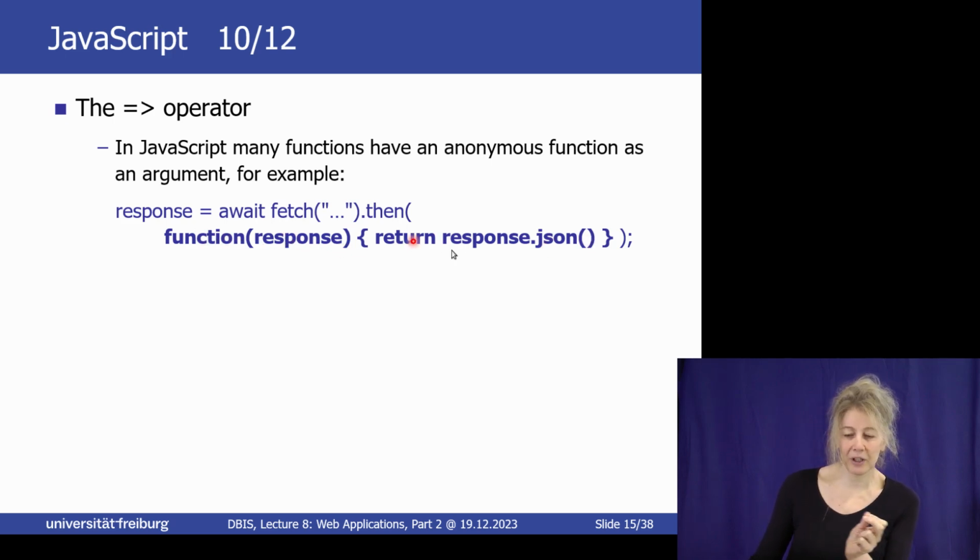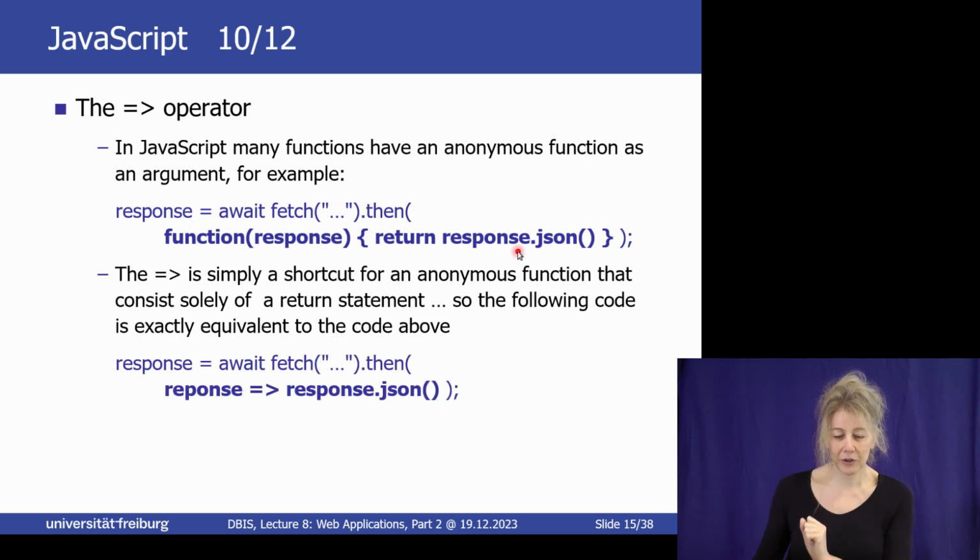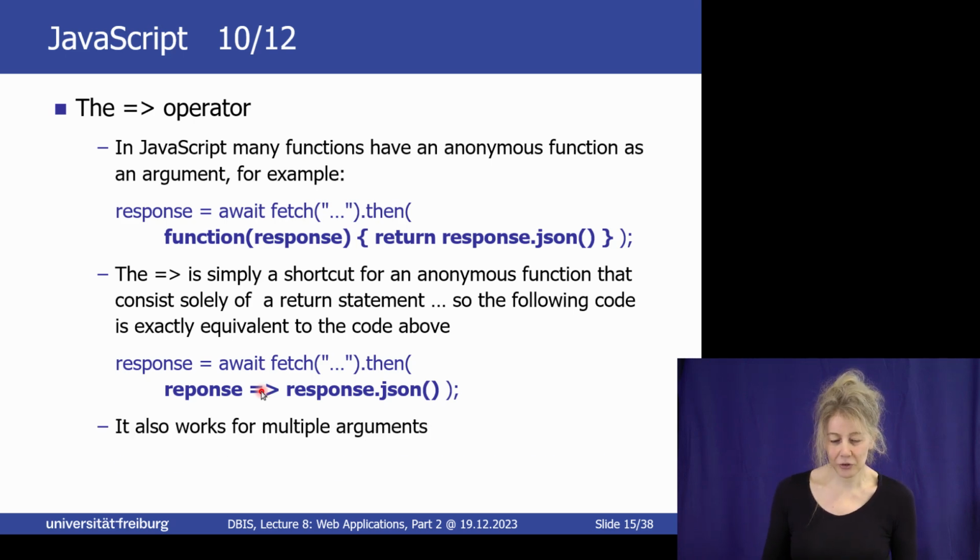Gets an argument, does something very simple with it, because that's so frequent, you have a shortcut for it. The bold thing here is exactly the same as this here. Take this as an argument, do this. It's exactly this. It's just a shortcut. So if you wonder about this in JavaScript code, it's just an anonymous function shortcut.